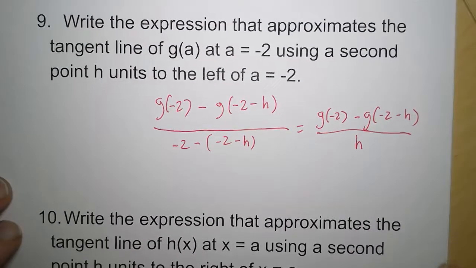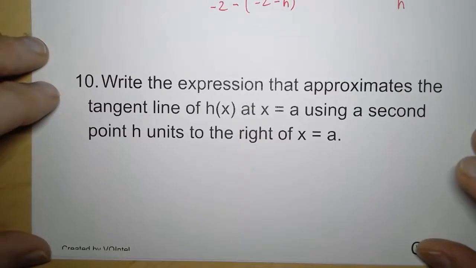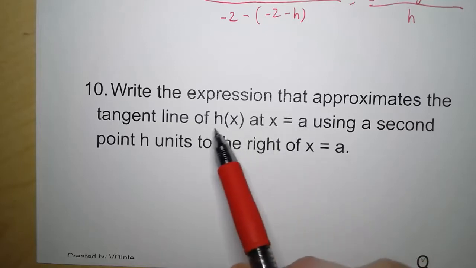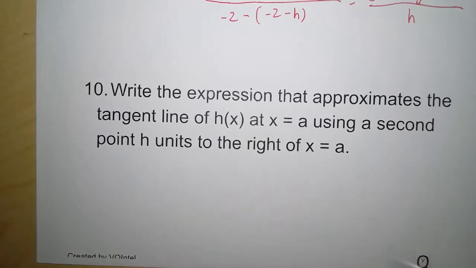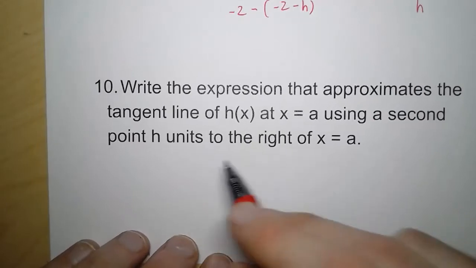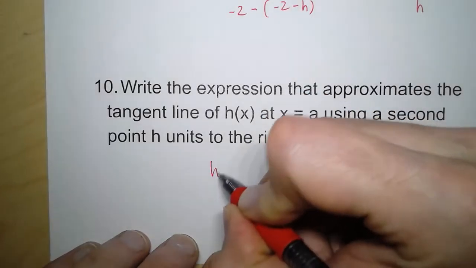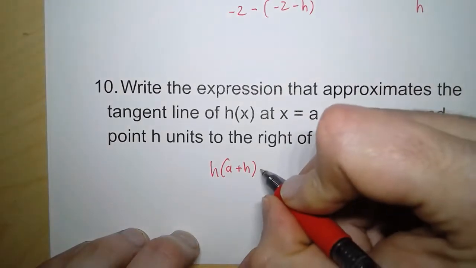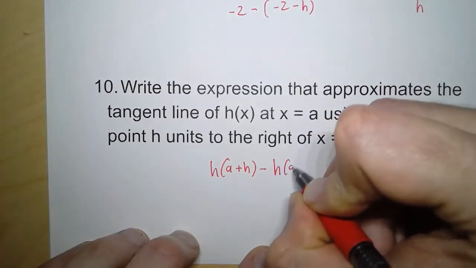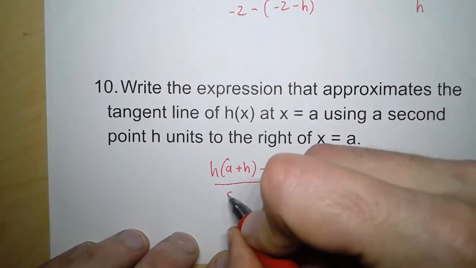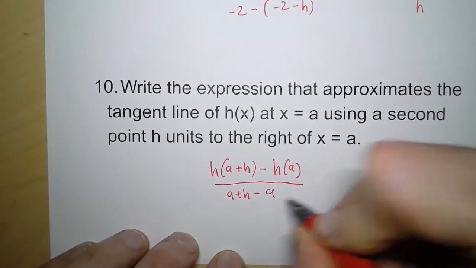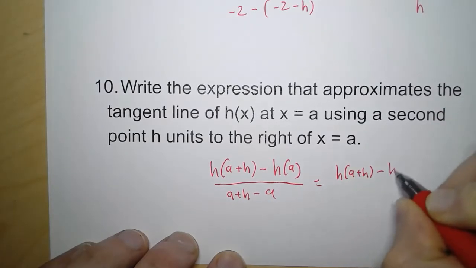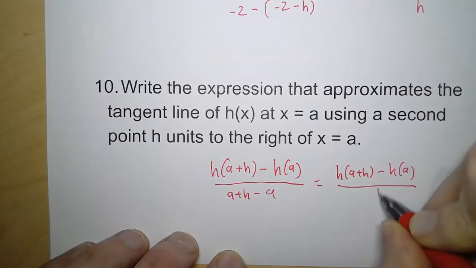So then finally at the bottom, we want to write the expression for finding the tangent line slope at A using a second point that's h units to the right. So that means we're going to add h. So h(A), that's our point, but we're going to go h units to the right, so we add that. Subtract our point, which is h(A), all over A plus h minus A. So that simplifies to (h(A + h) - h(A)) / h.